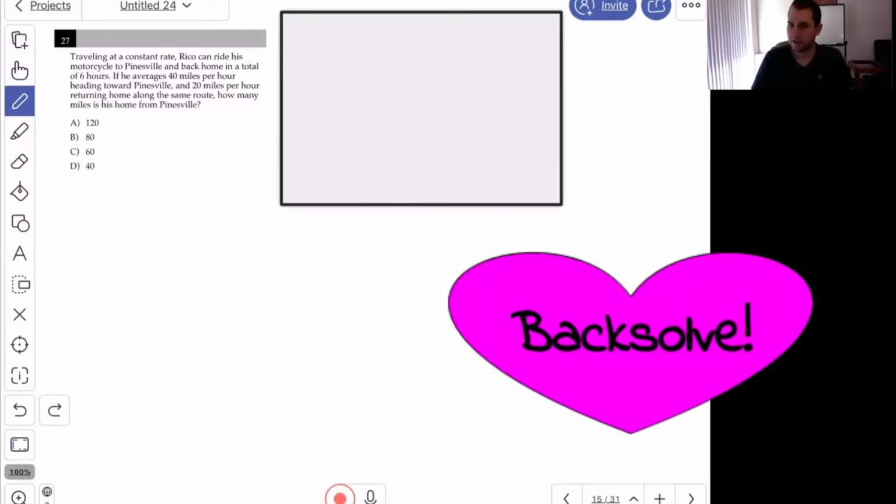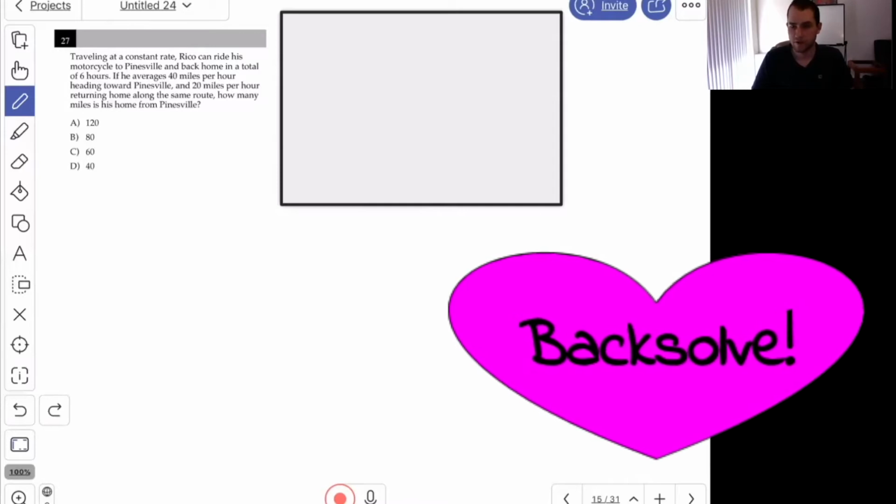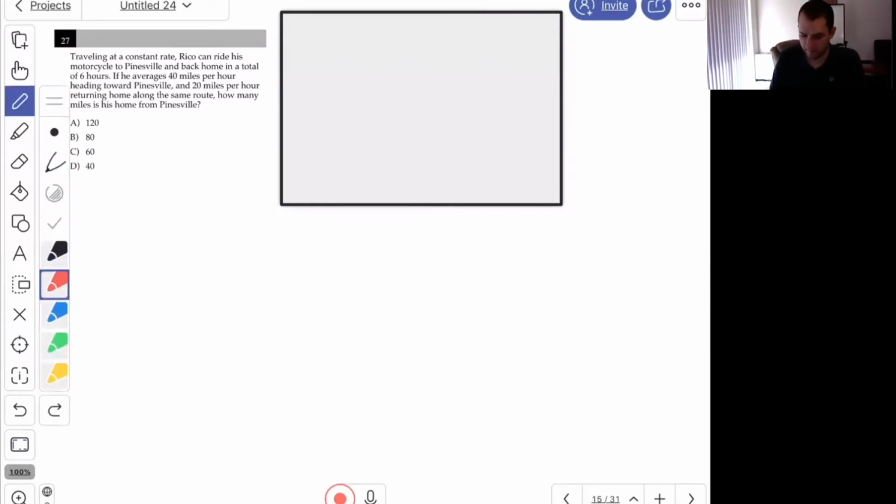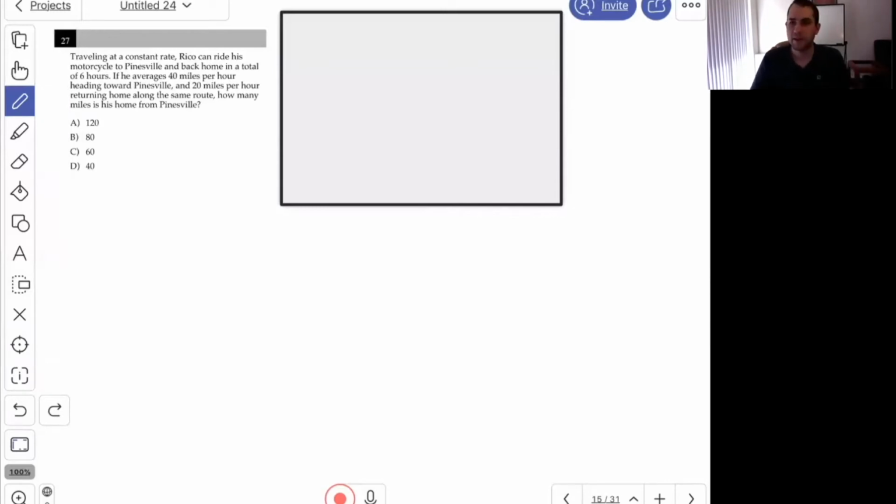This is a pretty classic example of a Backsolve question. Looking at the answer choices, not only are they real numbers, but they're also nice even whole numbers. I definitely like manipulating numbers like these more than more complex, difficult numbers. So let's actually draw this question out. It's a kind of complicated situation.